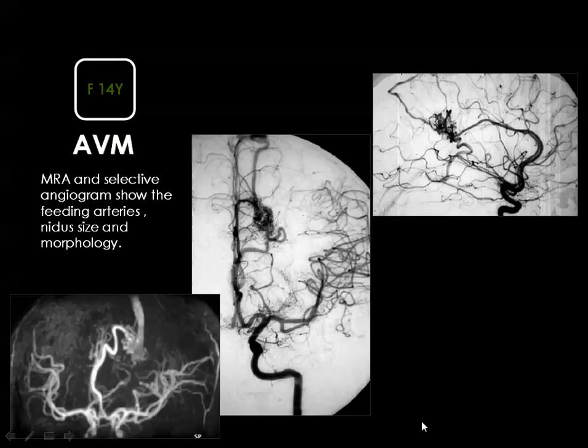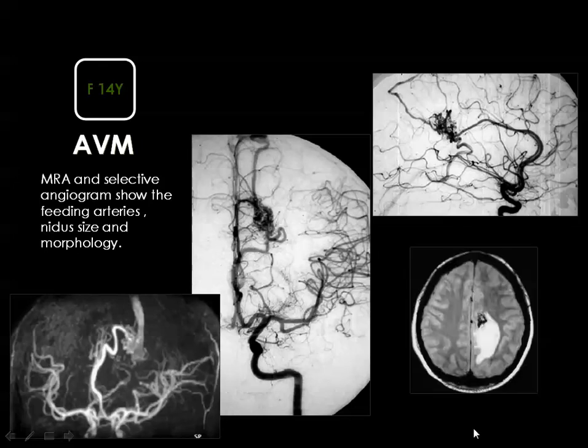Then in this child, the same patient I have shown to you before, you can see the hemorrhage and the arteriovenous malformation, which has been confirmed by the selective angiogram and also the MR angiogram. And I have to say that the MR angiogram may fail to demonstrate small vascular malformations, but of course the selective angiogram is both diagnostic and may be used for therapeutic embolization of this vascular malformation.